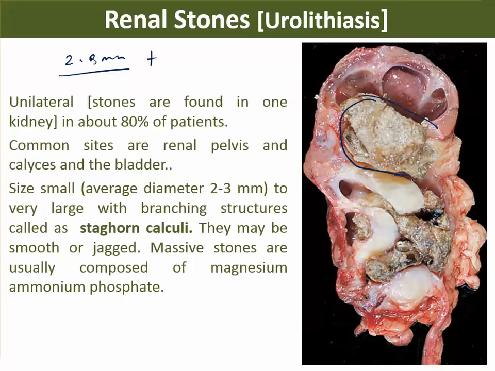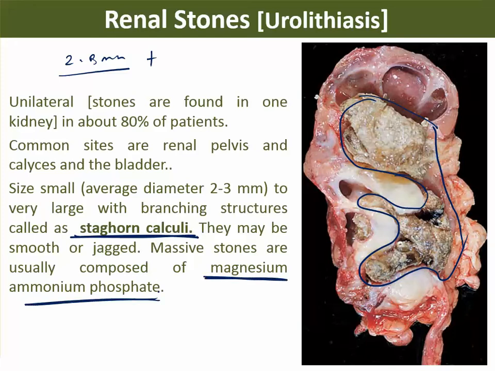When it is large like this, we call it a staghorn. It is like an animal horn, no? So it is like a staghorn calculus. When you see a large stone, we suspect magnesium ammonium phosphate.